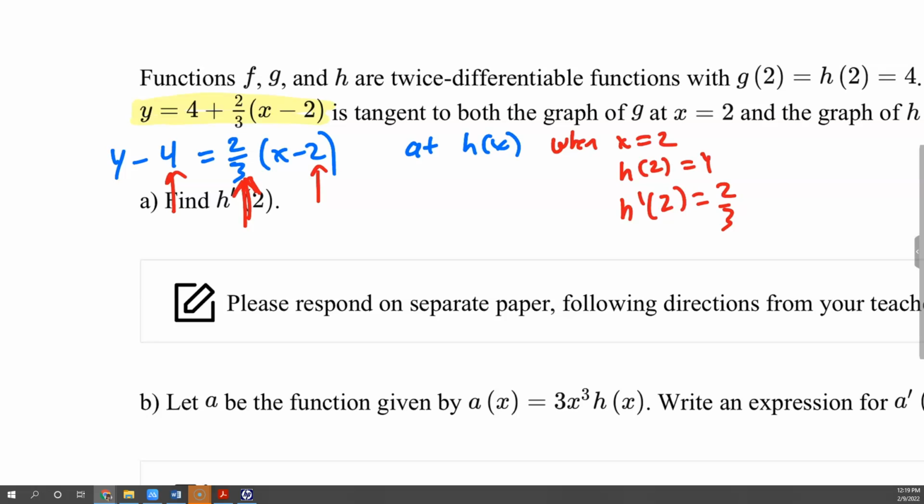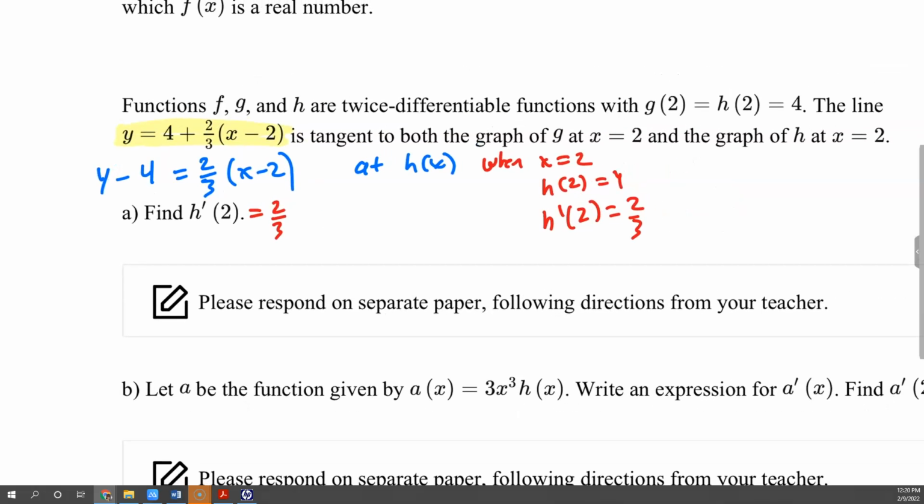So this is making me think backwards. When I think backwards, it's so tricky. Because equations of tangent lines, remember how we go x minus x1, that's the x value, so the x value is 2. Y minus y1, so at h of 2, it's at 4. And how did we always get that number? By putting it into the derivative. So h prime is 2/3. So my very first question says, what's h prime of 2? I can see that right there. That's 2/3. That one was a little bit tricky.